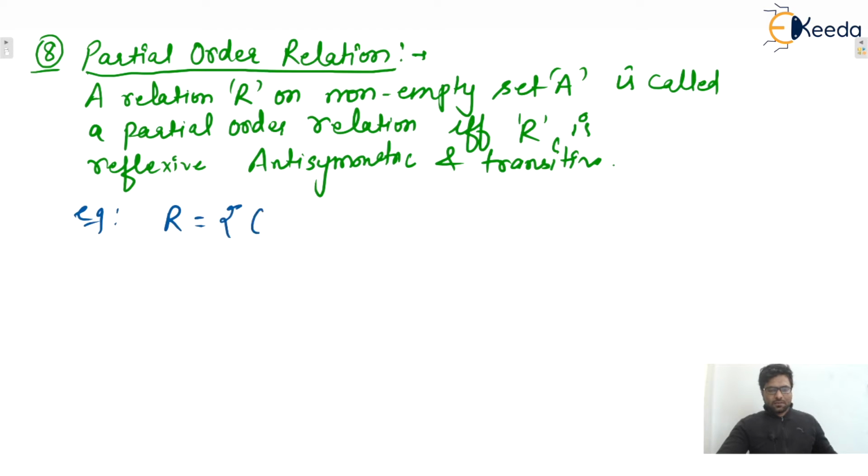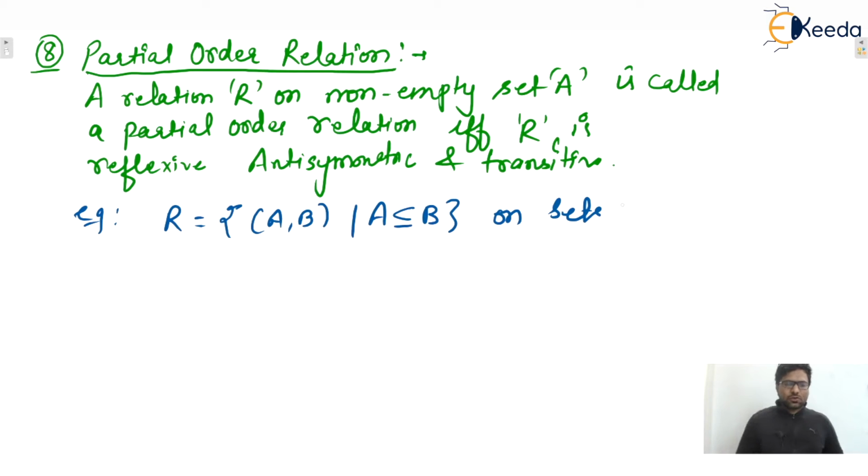Let us consider one example. Let's say one relation (A, B) such that A is a subset of B, on sets. This relation is on sets. That means A and B both are sets only, all possible sets in the universal set. So we can check one by one whether it is a partial order or not.